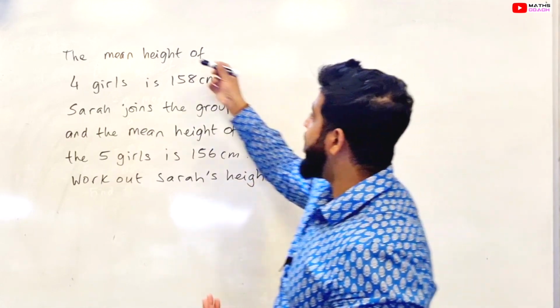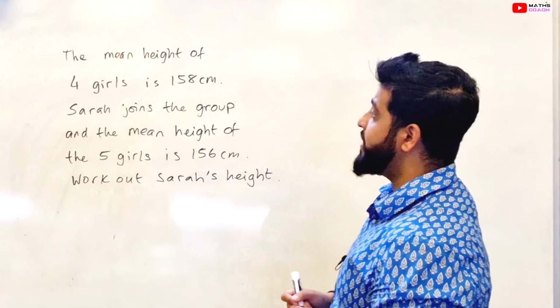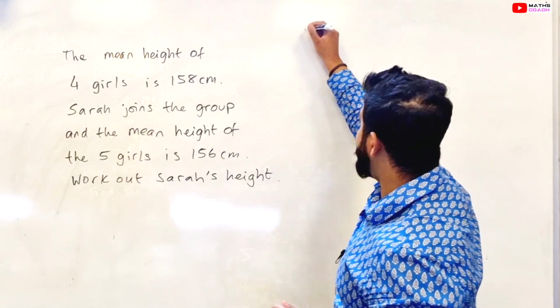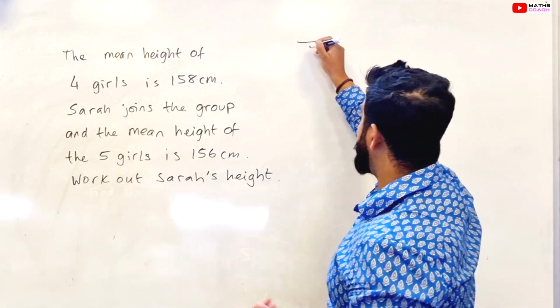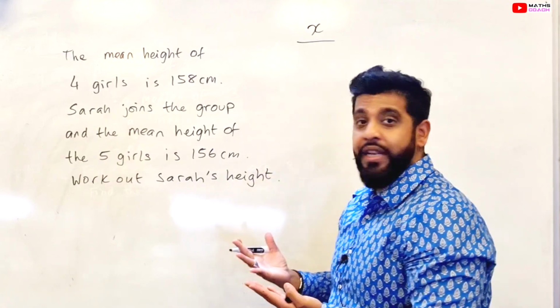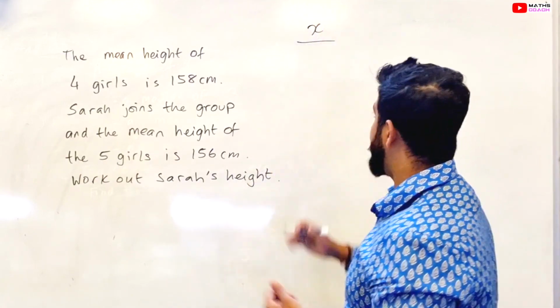First of all, you have 4 girls and their mean height is 158 centimeters. So if we were to write that out, you've got the total height of these girls, let's just call it X, or if you don't like calling it X, you could just put a blank box there, it's not a problem.